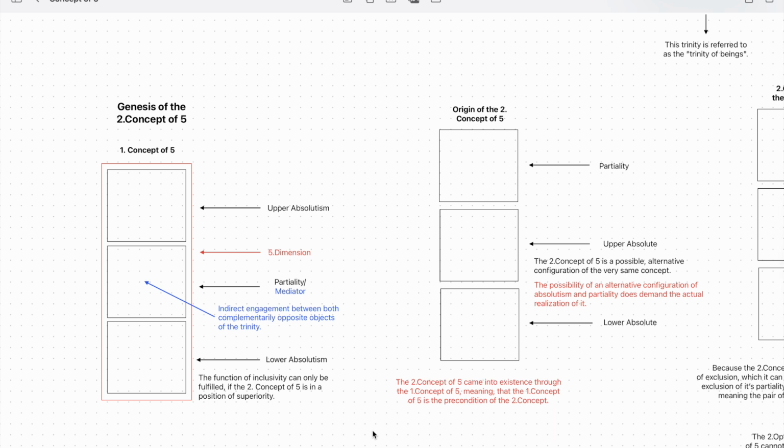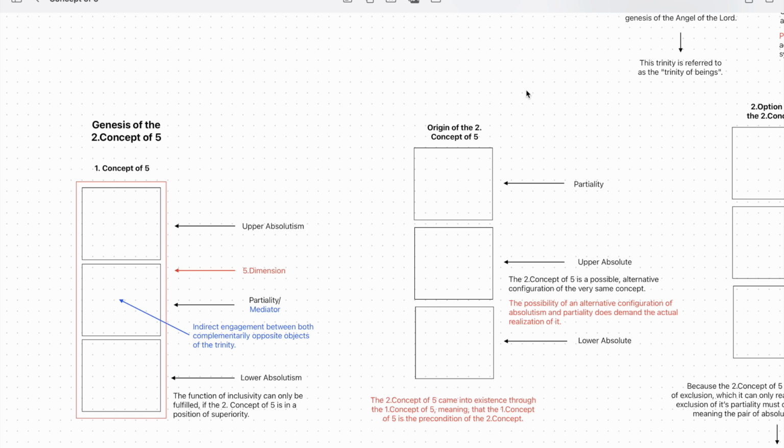Here you can see a direct juxtaposition of the first concept of five that we already have discussed and the second concept of five. The first thing that we can say about both concepts is that they are both a trinity, since they both exist out of three directly juxtaposed objects. The key difference between the first concept of five and the second concept of five is where the partiality is positioned within the trinity. In the first concept of five, the partiality is formed in the very center object of the trinity. In the second concept of five, the partiality is formed in the most superior object of the trinity, meaning that both absolute objects are directly juxtaposed next to one another.